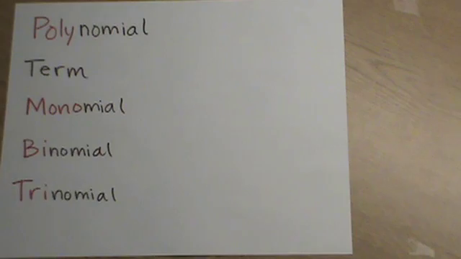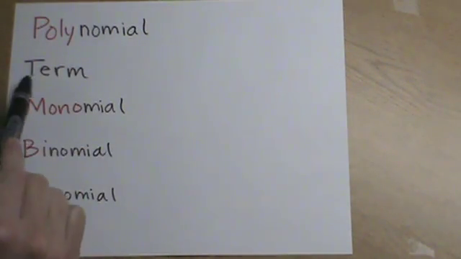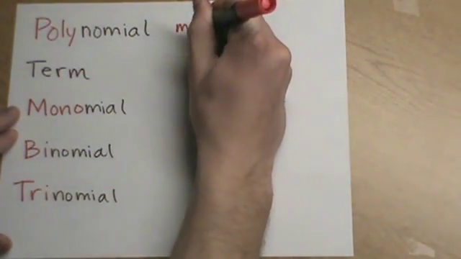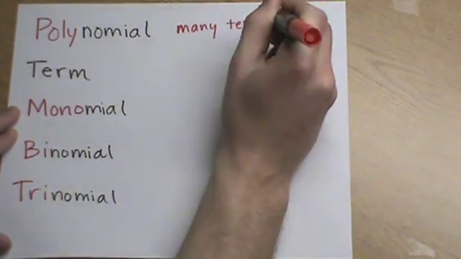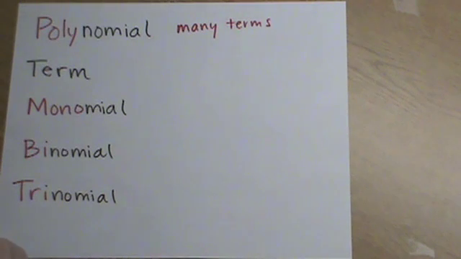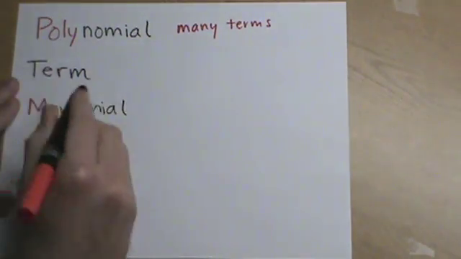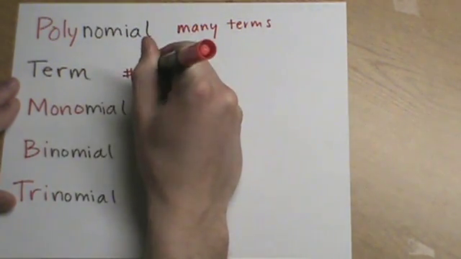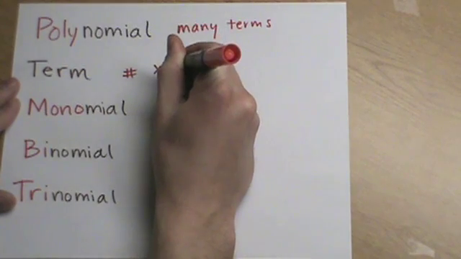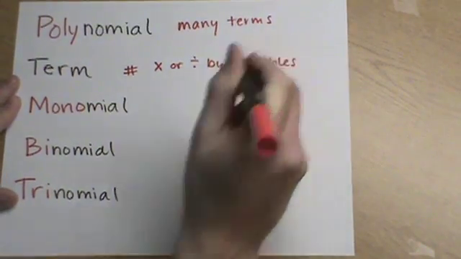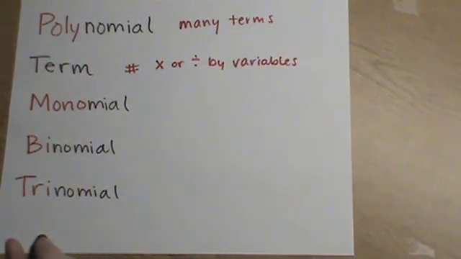Well, what we're actually talking about is many, and then the "nomial" part refers to terms. So polynomial just means many terms. So I'm going to write that down. Many terms. And what we mean by terms is expressions with a number and a variable. So term, we're talking about numbers that are being multiplied or divided by variables. And when we say variables, we're talking about a letter such as x, y, t, n, anything like that.